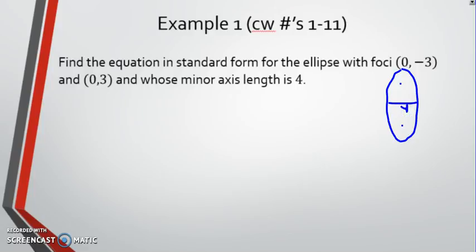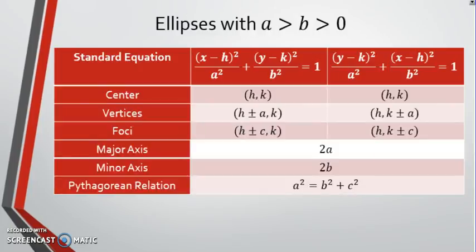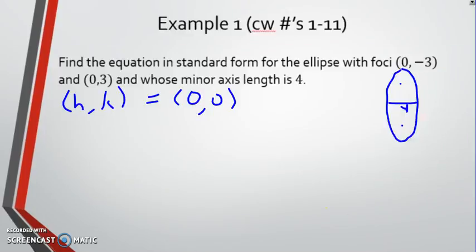When we're labeling the center, like I said, this is always going to be halfway between the coordinates they give you. Since they've given us a coordinate of (0, -3) and a coordinate of (0, 3), the coordinate that's halfway between them is going to be (0, 0). So this one is centered at the origin. Next, they said the minor axis length is 4. If you look back at the equations, the minor axis length is always 2 times b. So for our example, we can say that 2 times b equals 4, which means b equals 2.